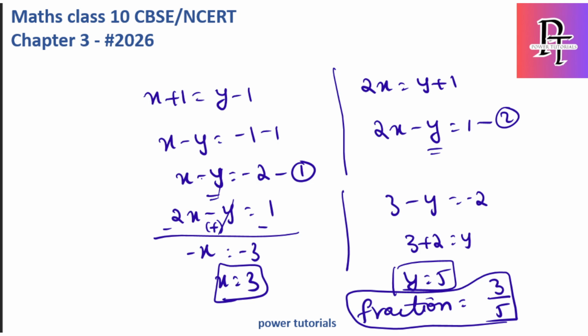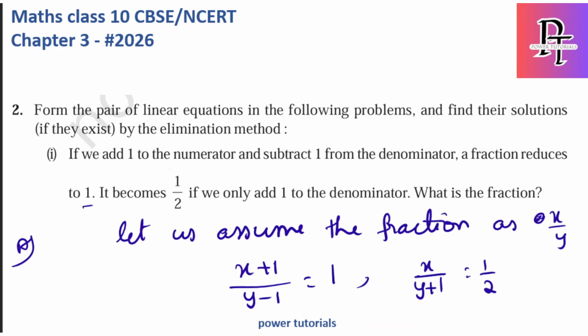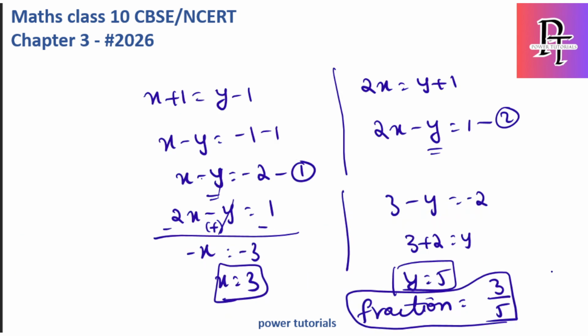Okay, you want to cross check as well. What is the first statement? If you add 1 to the numerator and subtract 1 from the denominator, it becomes 3 plus 1 is 4, 5 minus 1 is also 4, 4 by 4 is 1. The same way, if you just add 1 to the denominator, which is 3 by 5 plus 1, which is 3 by 6, 3 by 6 is half. Hence our answer is correct.